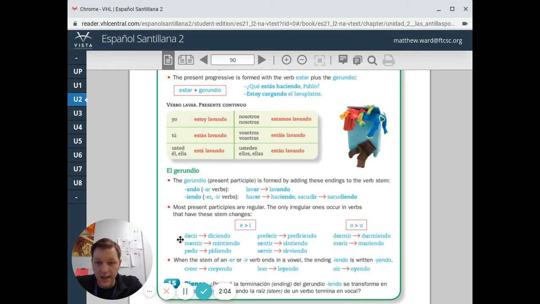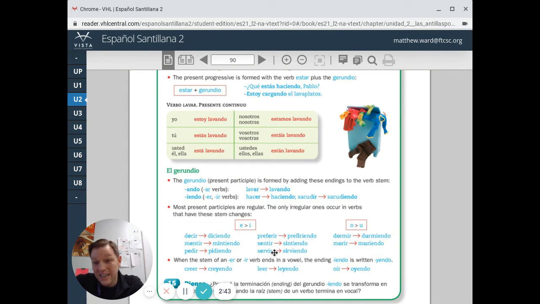Mentir means to lie, to tell a lie. Mentir is an E to IE stem changer, so it becomes mintiendo. Miento? No, it's an E to IE stem changer, but it still becomes an I in the gerund. Pedir, to order or to ask for, is an E to I stem changer, which becomes pidiendo. Preferir, E to IE stem changer in the present tense, becomes an I right here in prefiriendo in the gerund. Sentir, to regret, becomes sintiendo. It's lo siento, E to IE in present, E to I in the gerund.